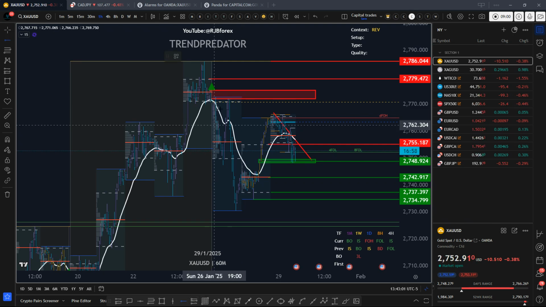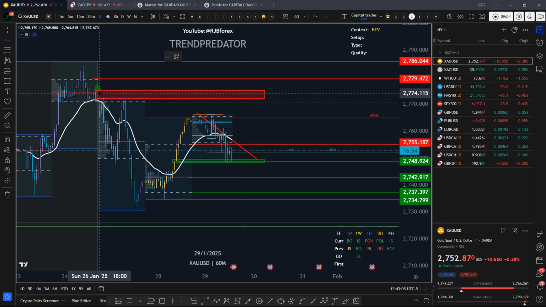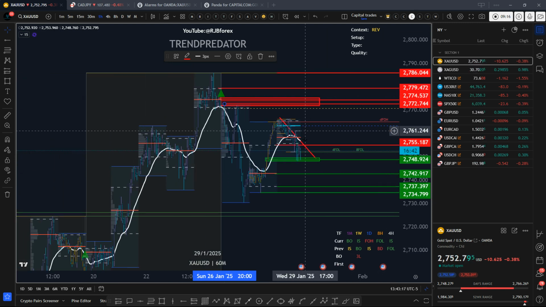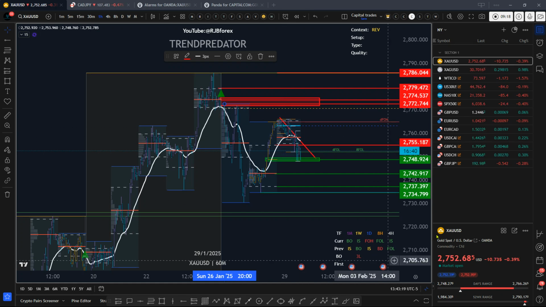I'm marking yesterday's highs as well. It coincides with a naked point of control. We'll mark that off. Okay, those are the upside levels, downside levels, according to my analysis.